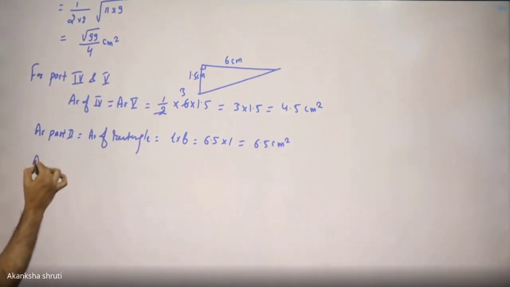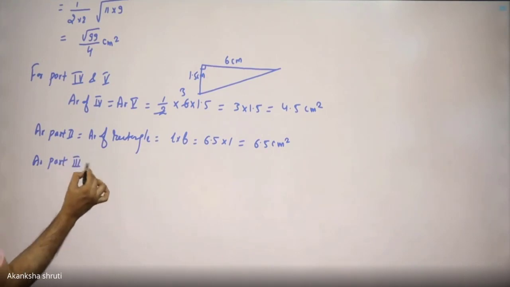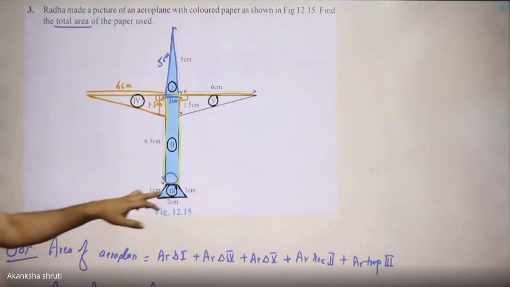What is left is the area of part 3, which is the trapezium. Understand this carefully. This is part 3.